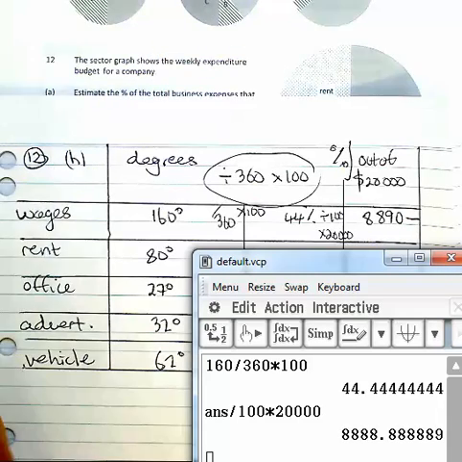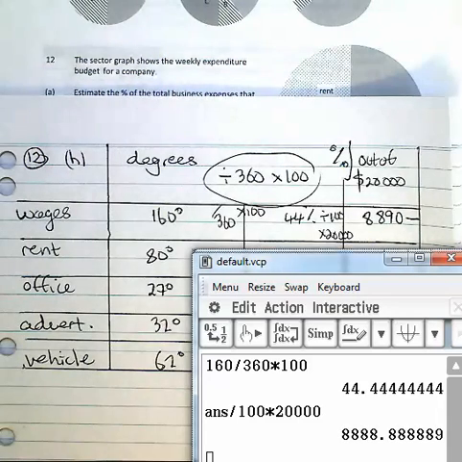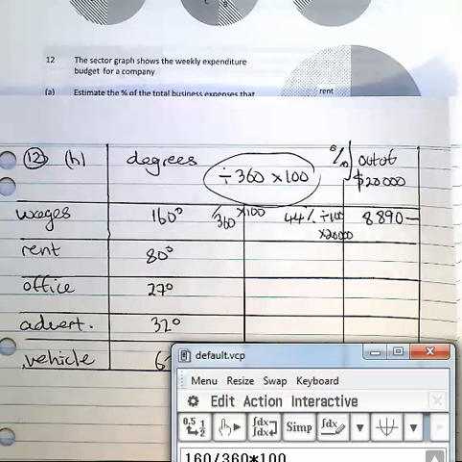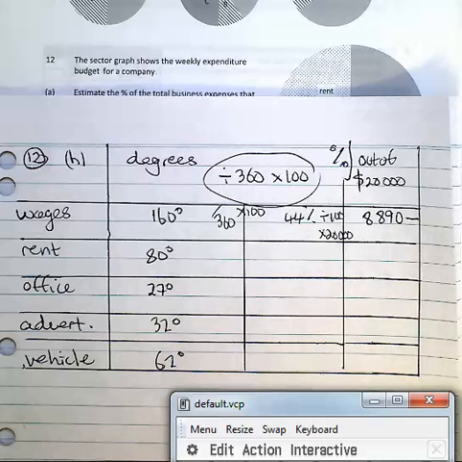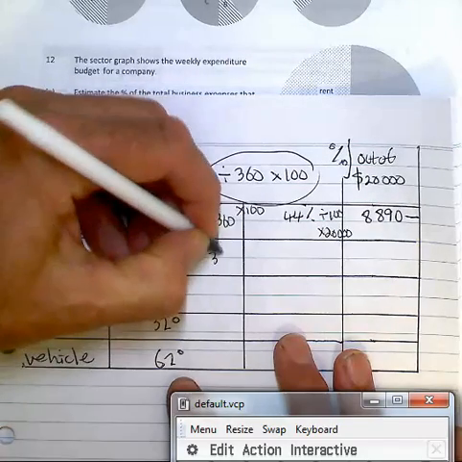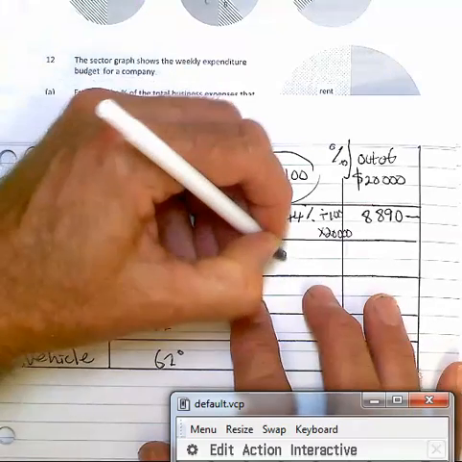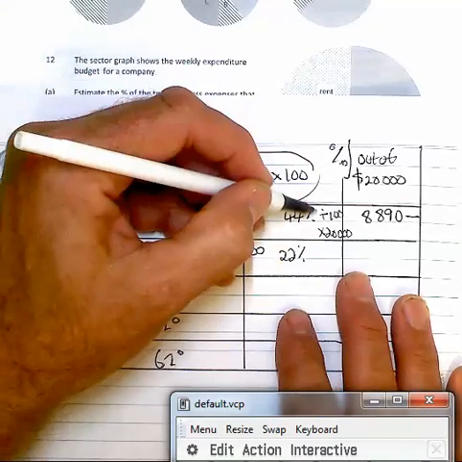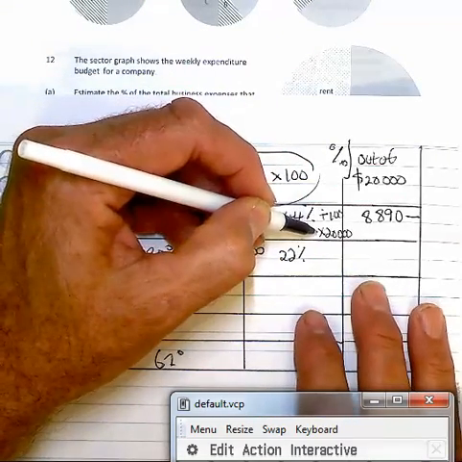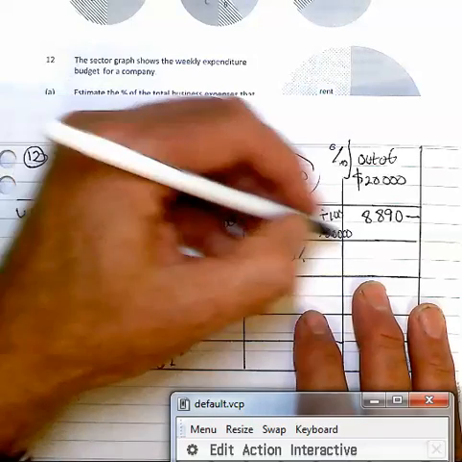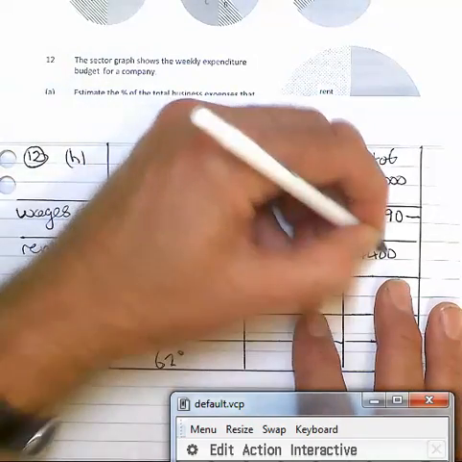Now, you'll follow this process through for the rest of that and see how you go. So divide by 360 and then work it out of a total of 20,000. So I'll do the next one. Dividing by 100 and times by 20,000 will give me of the order of $4,400.